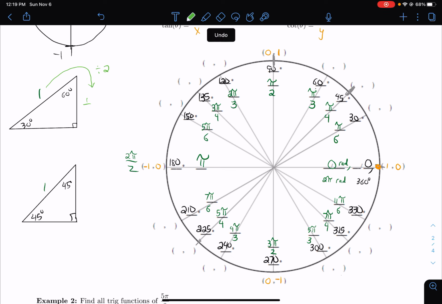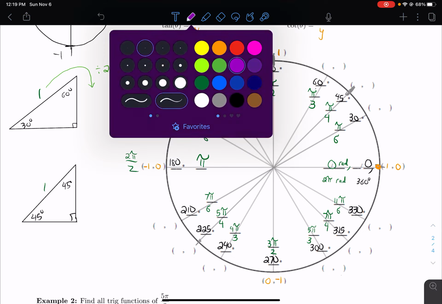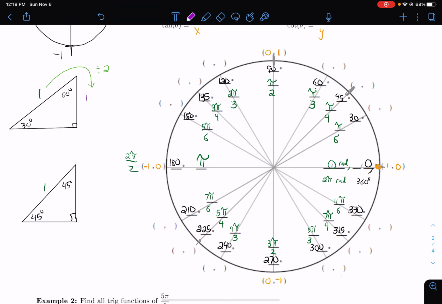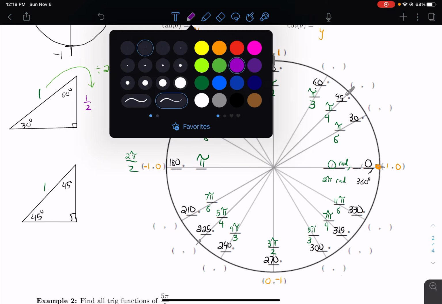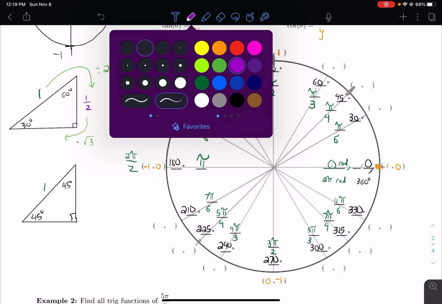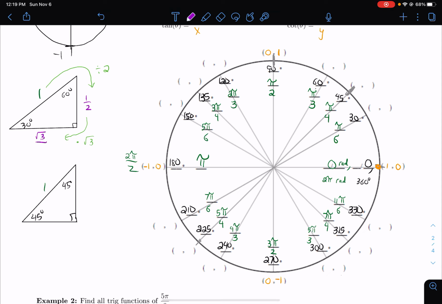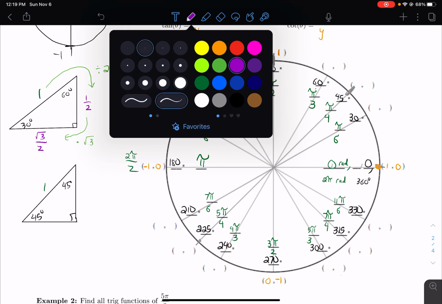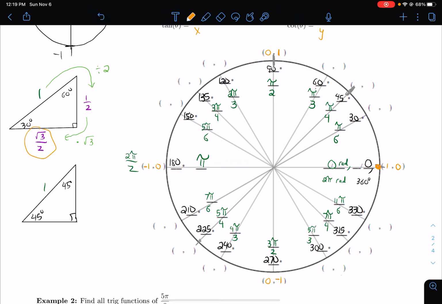That's going to be 1/2. Let me put that 1/2 in a different color. That is 1/2. And if I know the side opposite 30, to get the side opposite 60, I multiply that by square root of 3. So this side is going to be √3/2. So I can label those coordinates in my unit circle. This horizontal length is my x-coordinate, √3/2, and that vertical length is my y-coordinate, my 1/2.